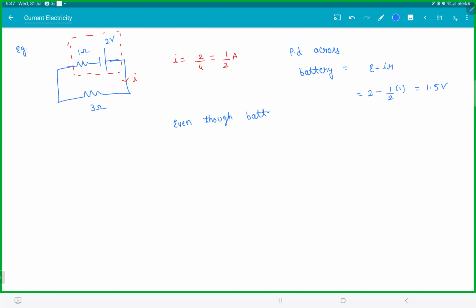So this is what actually happens. When you take more current from the battery, the lesser the voltage it shows. Even if the battery shows 2 volts, we get only 1.5 volts across it. The more current you take out from the battery, the lesser the voltage across it.